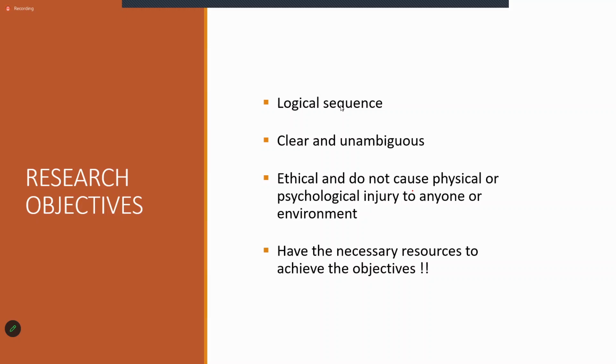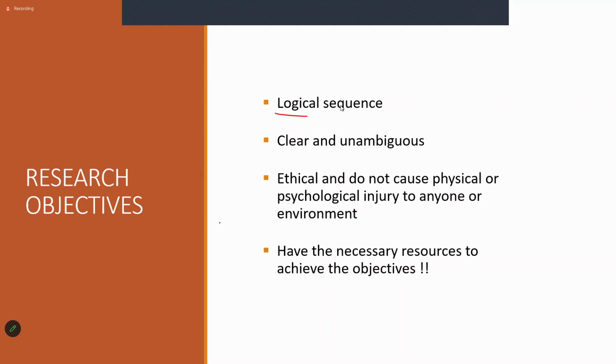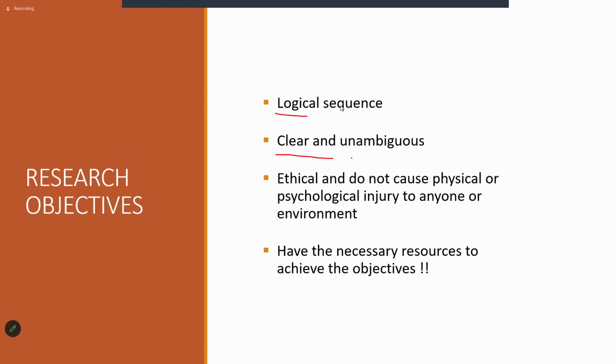So from the initial objective, you will explore something, right? And then towards the last objective, you are going to give some recommendations or some answers to your aim, right? So this logical approach or the logical sequence of developing the objectives is very important, right? And then the objectives should be clear, unambiguous, right? They should have a very clear meaning.